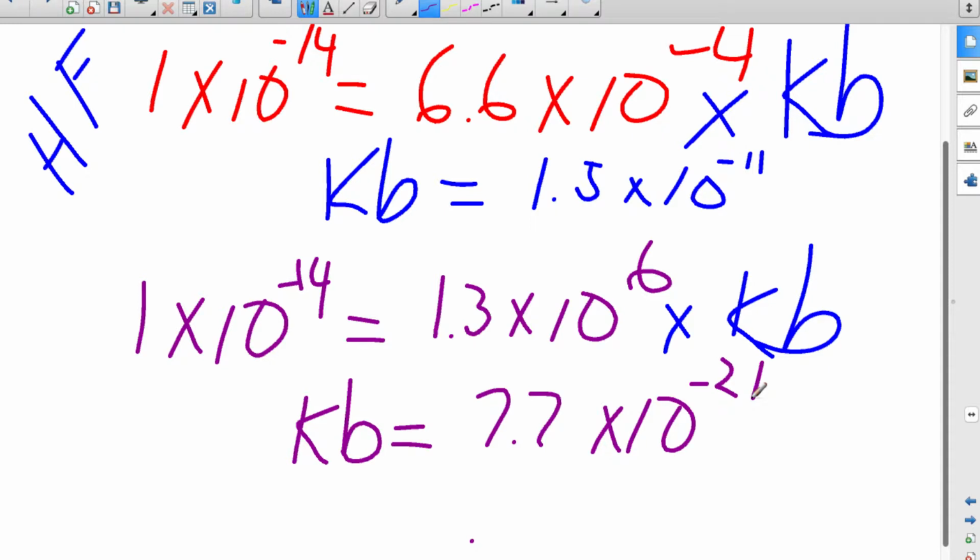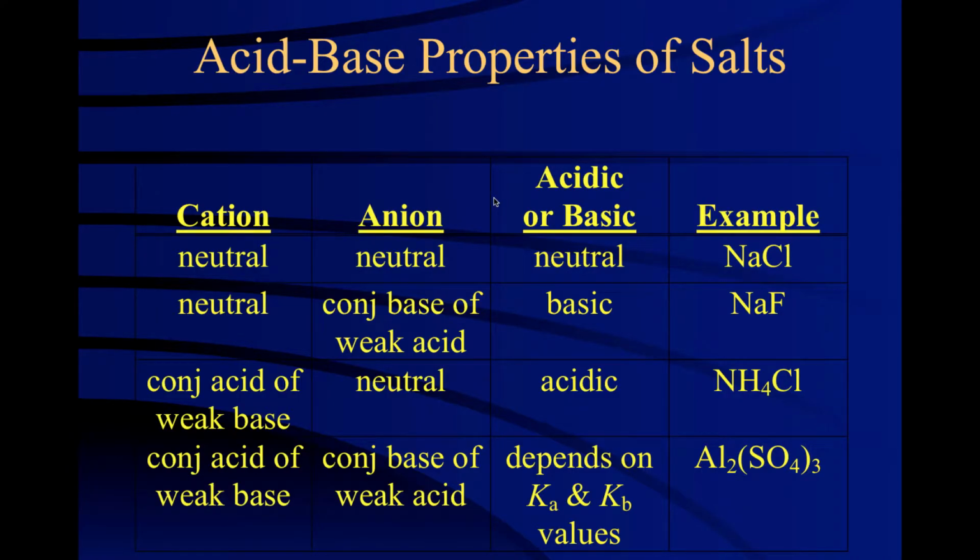That's a pretty big difference. Hydrochloric acid produces a conjugate that's almost worthless, whereas hydrofluoric acid, a weak acid, produces a conjugate base that is relatively strong compared to water. We can do the same for the rest of them as well.